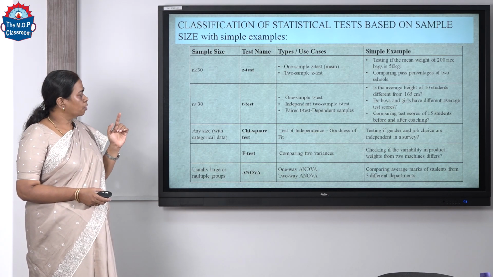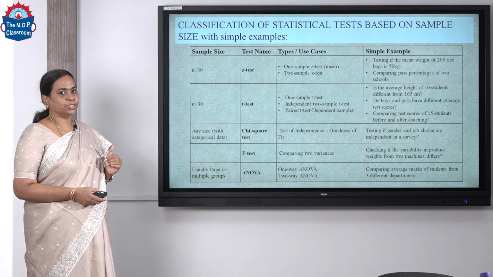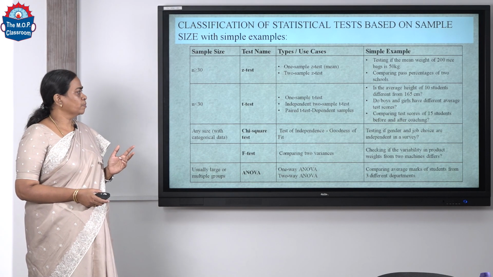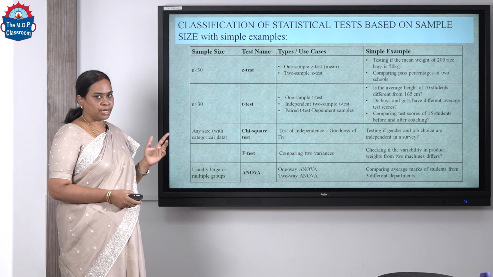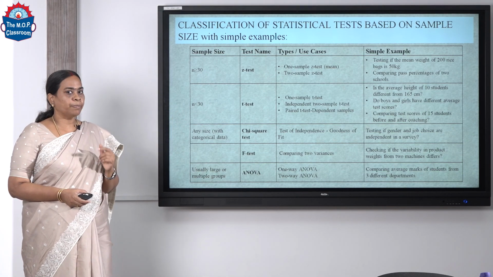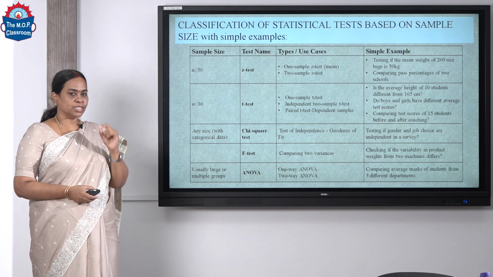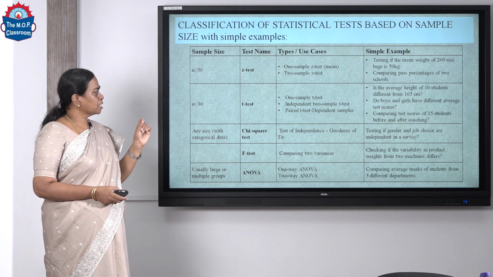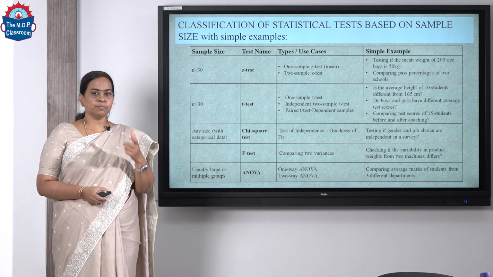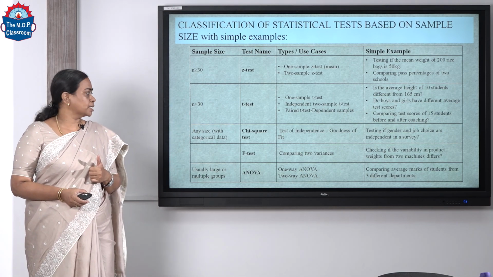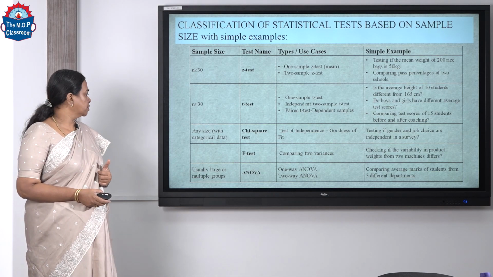Second example, do boys and girls have different average test scores? Here we are comparing two different samples. So, I can say it as what? Independent sample, the second method you have to apply. Third example, comparing test scores of 15 students, this 15 tells you to apply a small sample test, before and after coaching, the same sample we are comparing. So, you have to apply the paired t test, this is for dependent samples.